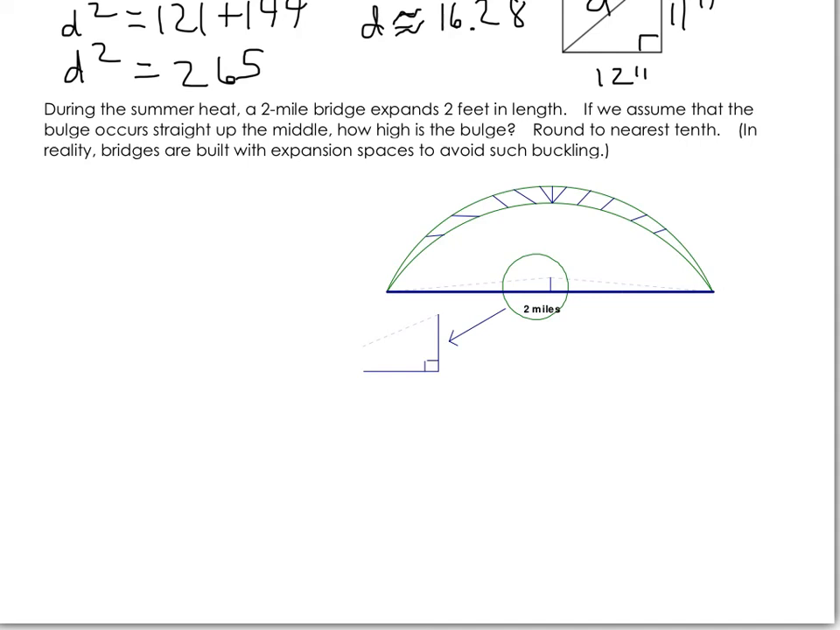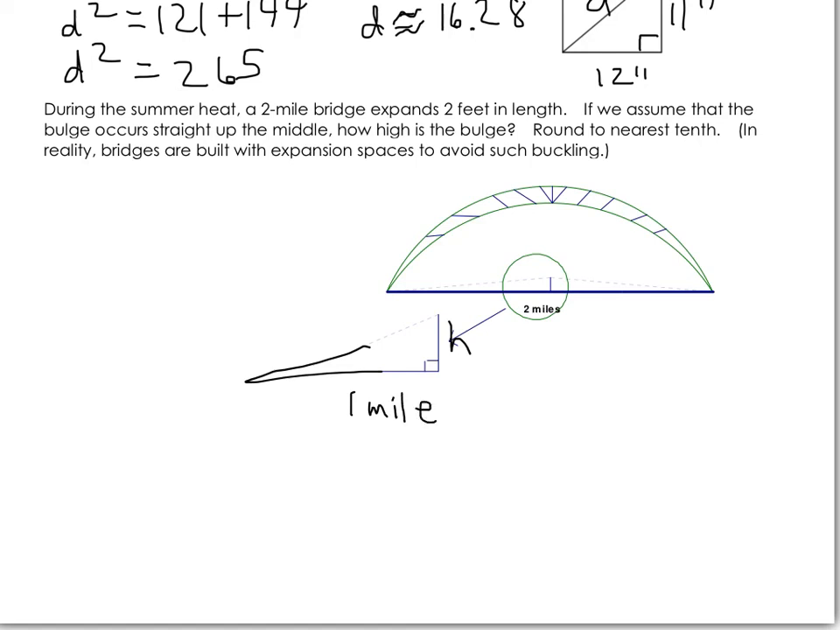So if you look at the picture, we have created 2 right triangles back to back. The total distance across the bridge is 2 miles. So if we create 2 right triangles, then the bottom leg of one of those triangles is going to be 1 mile across. What is the height? That's what we want to know here. How far up does the bridge get pushed if it expands 2 feet in length?